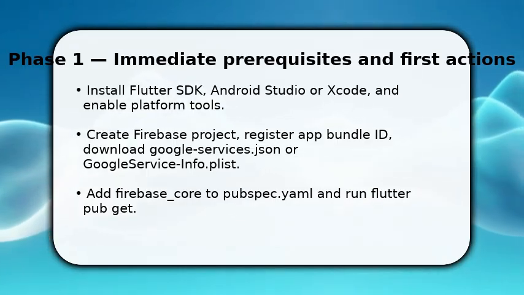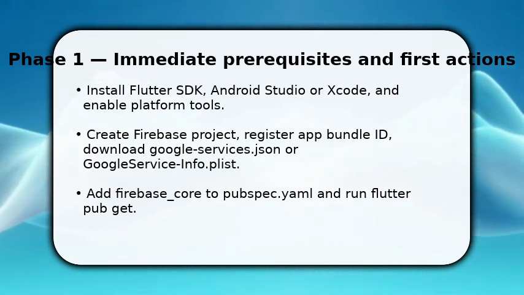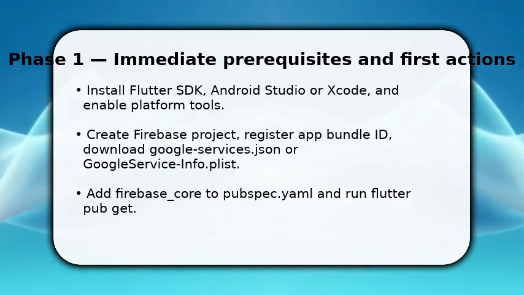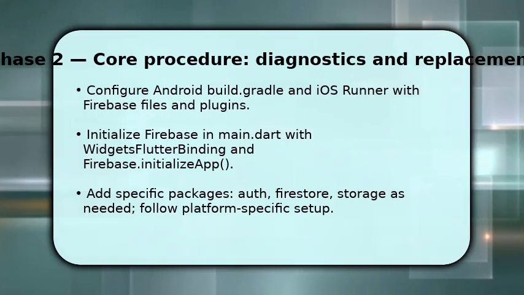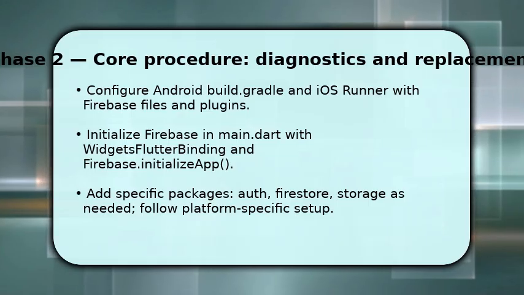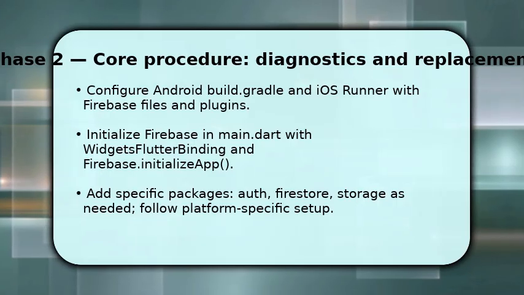You're not done yet, but these are the first actionable steps to link the two systems. You now integrate Firebase into the app. Modify Android build.gradle and project-level files to apply Google services. For iOS, add the plist to Runner and enable CocoaPods. Once configured, initialize Firebase in main.